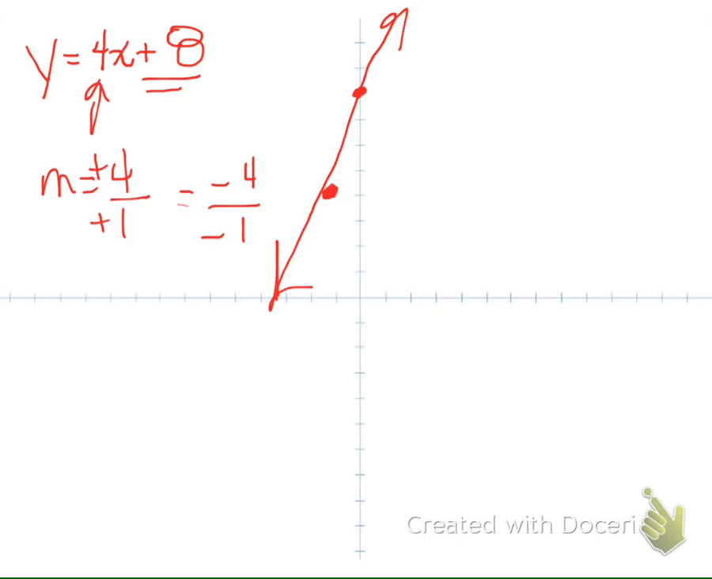So that's why sometimes you'll have to back up. But typically you always rise or fall depending on if your top number is positive or negative, and then run to the right always.